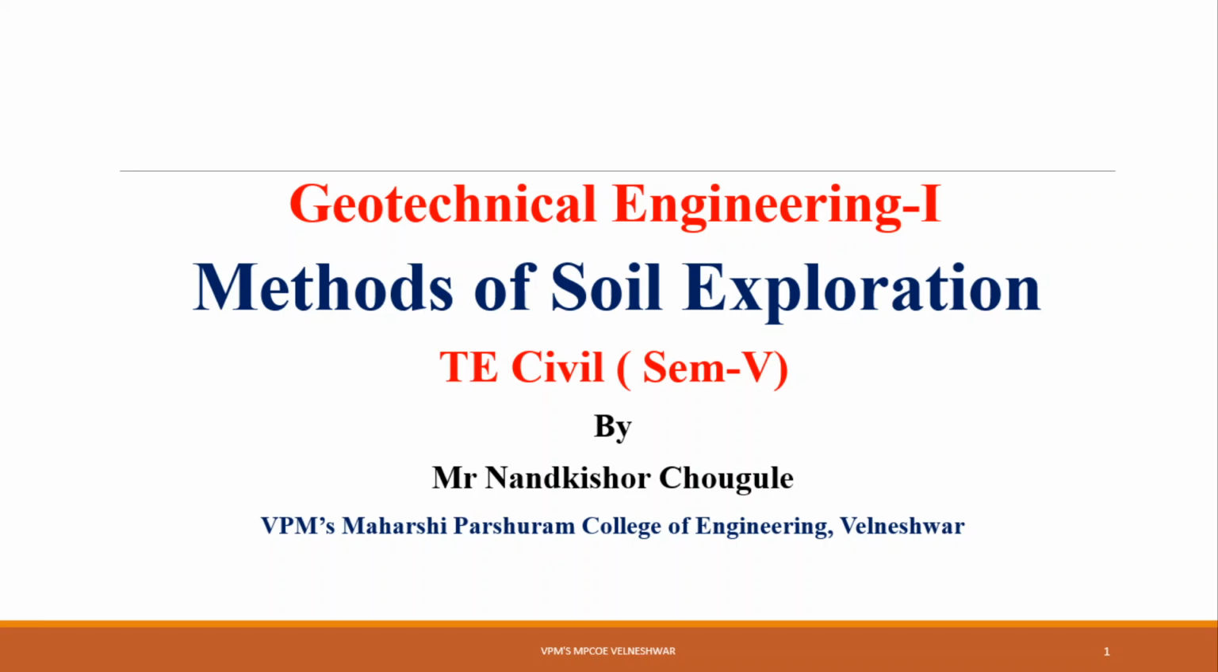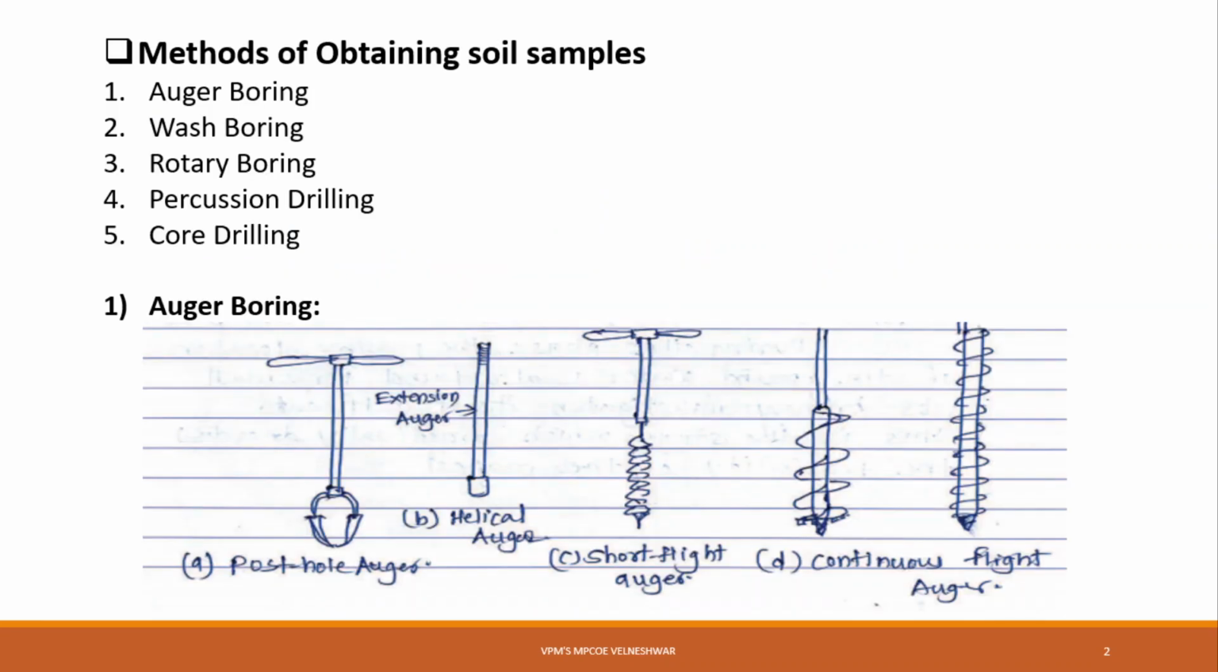Hello everyone. Now we'll continue the left part from last session, that is methods of soil exploration. In the previous session we discussed the methods of obtaining soil samples. In that, five methods are there: auger boring, wash boring, rotary boring, percussion drilling, then core drilling. Out of these we have already seen one method, that is auger boring.